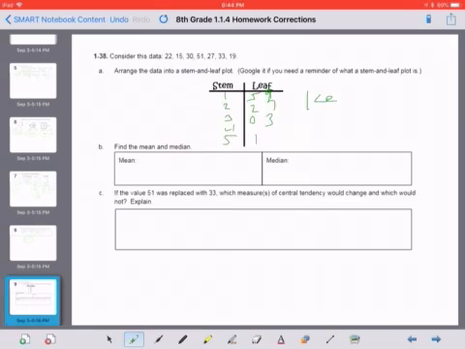Now I need to make sure I make a key. So the key can be simply the first number in your data. So I know 1, 5 equals 15, as opposed to it being 1.5. So making sure people know.